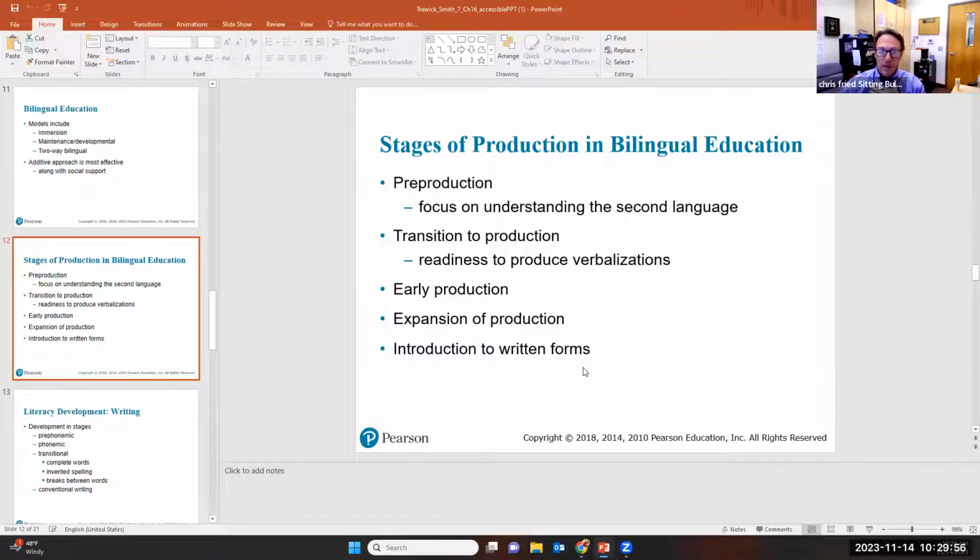If you think about how we develop English, we don't typically start writing until we are kindergarten, first grade age. So it takes us a little while to do that. Now, as adults, for example, and even older children, that might go a little bit quicker.